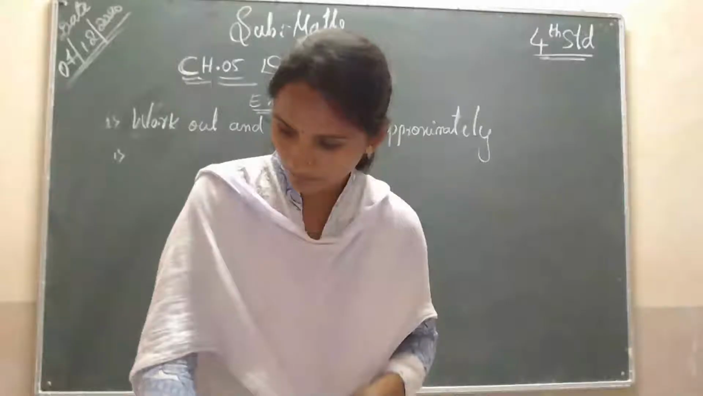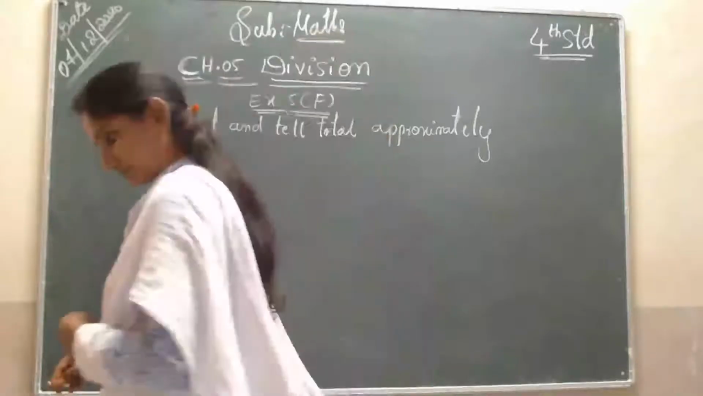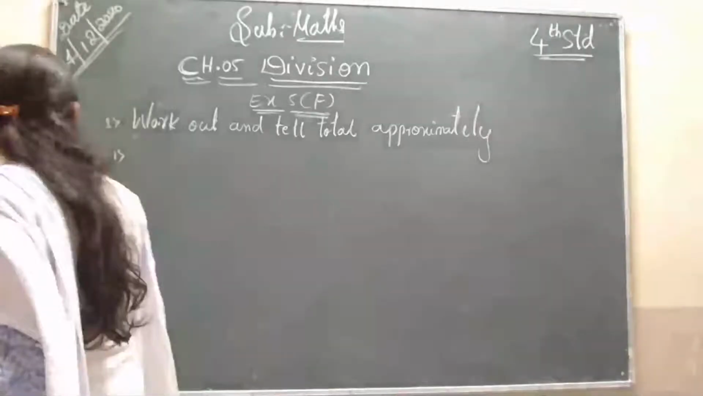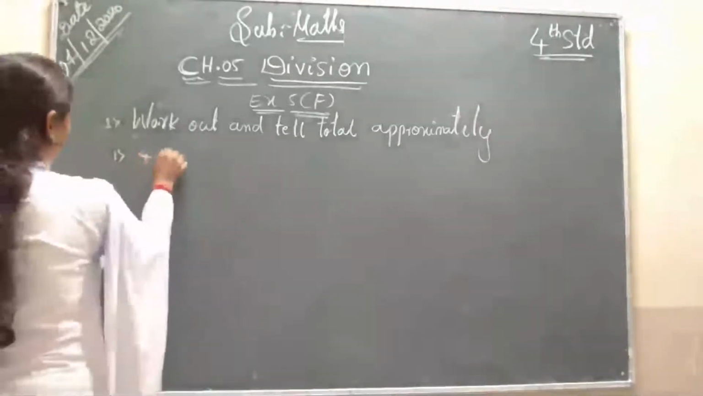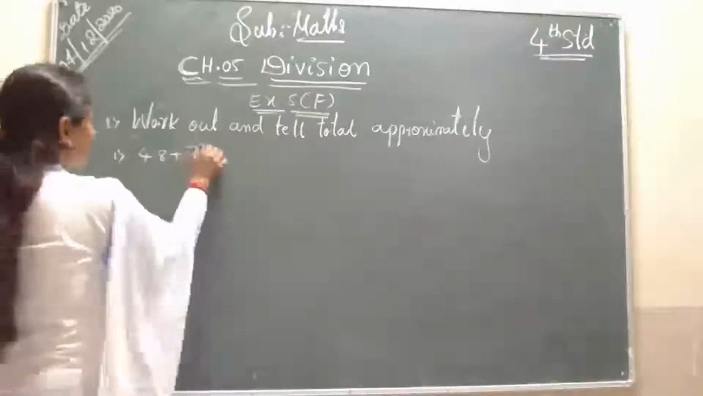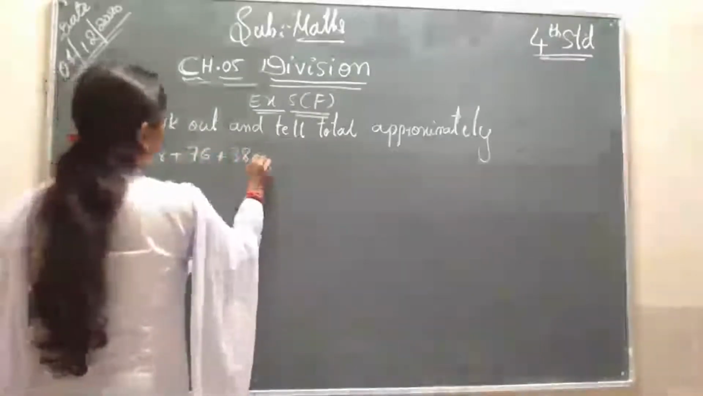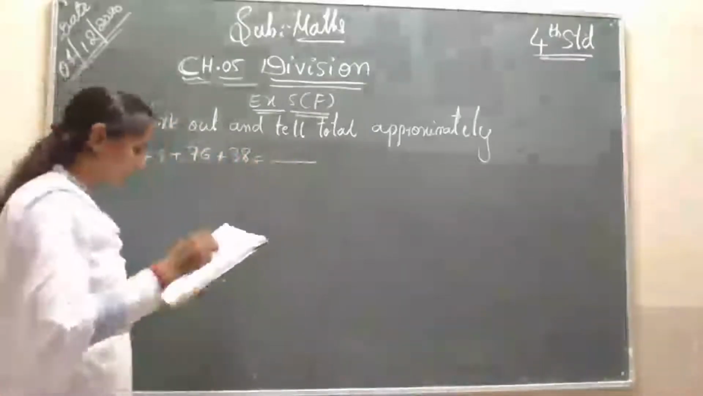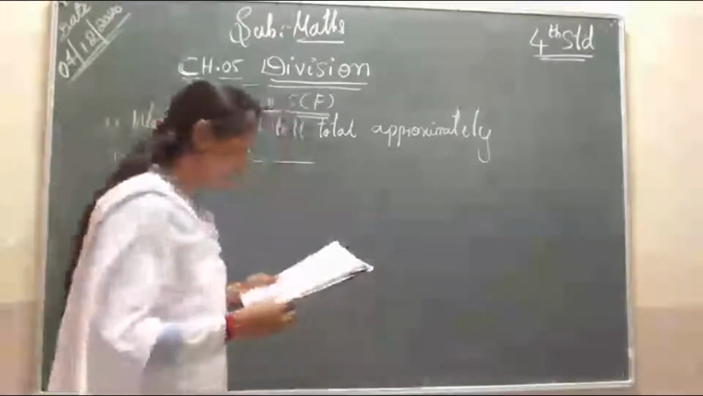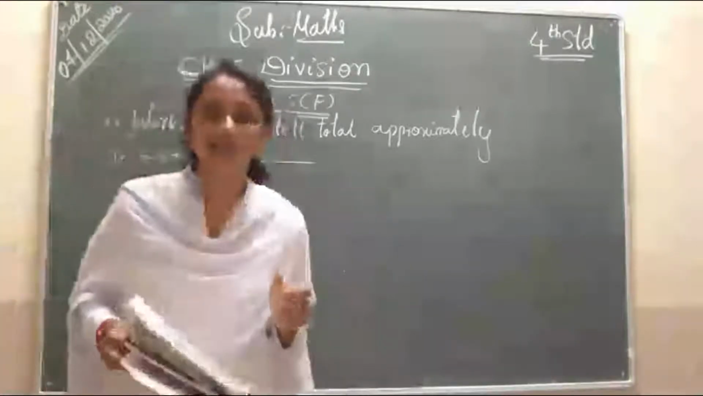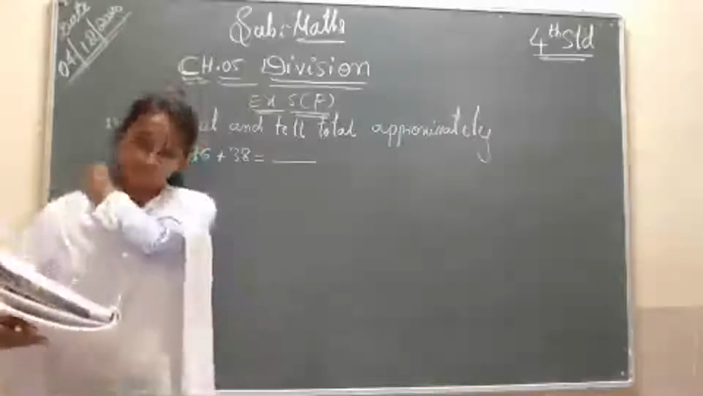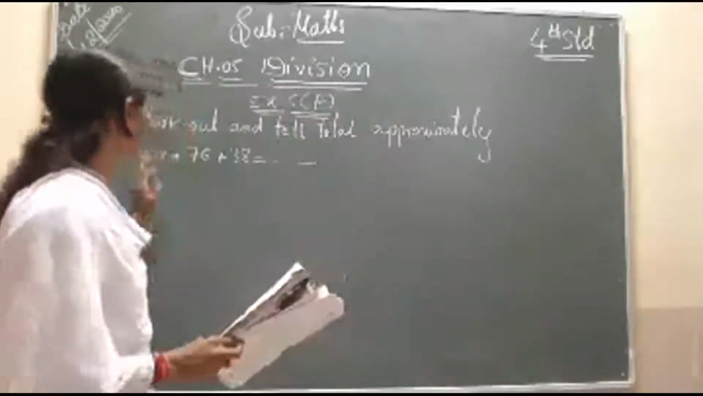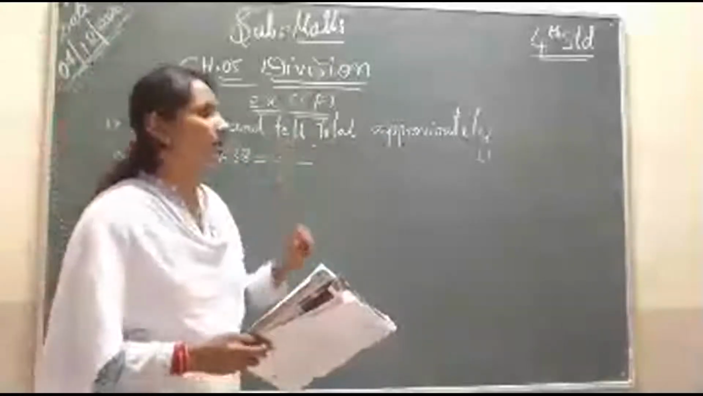Students, now the question: 48 plus 76 plus 38 is equal to dash. In the first question, three sums are given, and I will solve one. The remaining questions you solve at home, students. The question here: work out and tell the total approximate.